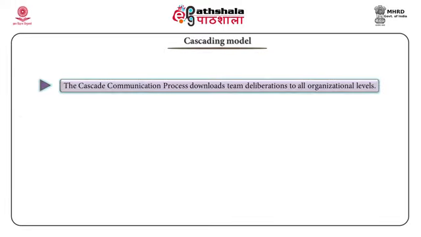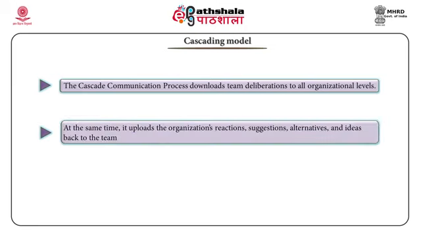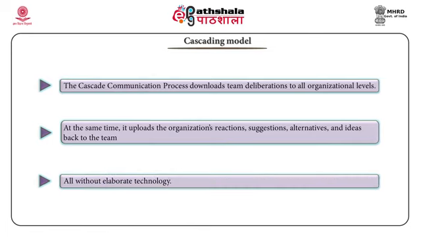The cascade communication process downloads team deliberations to all organizational levels. At the same time, it uploads the organization's reactions, suggestions, alternatives and ideas back to the team, and all without elaborate technology.